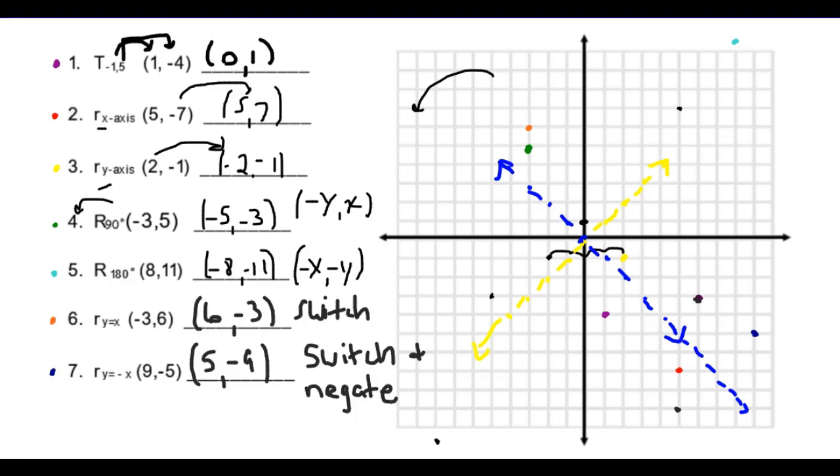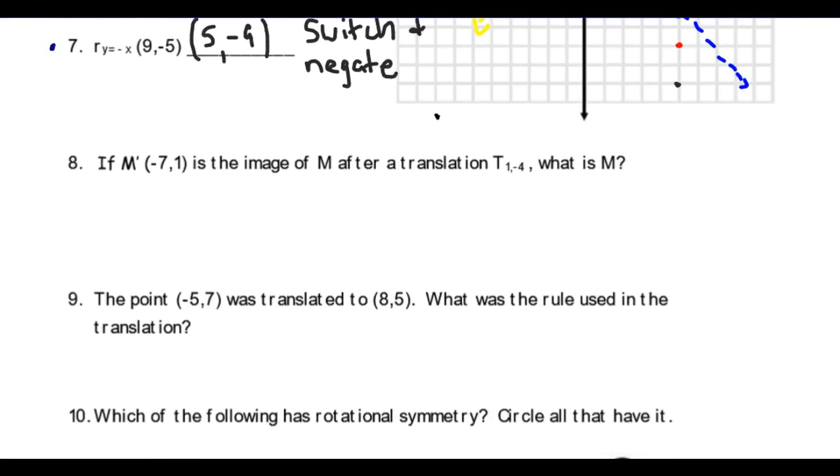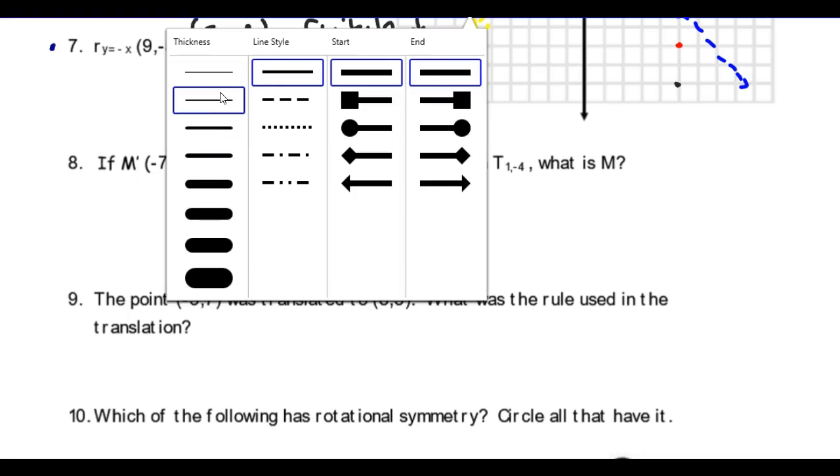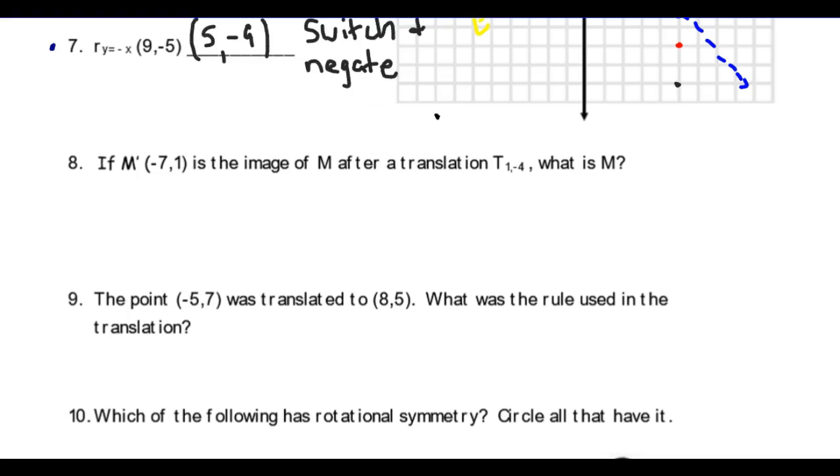Here's the beginning of the review sheet. Let's move down. In question 8, it says if M prime, which is -7, 1, is the image of M after a translation of 1, -4, what is M? Well, we have to work backwards a little bit here. They gave us the image. They want us to find the pre-image.